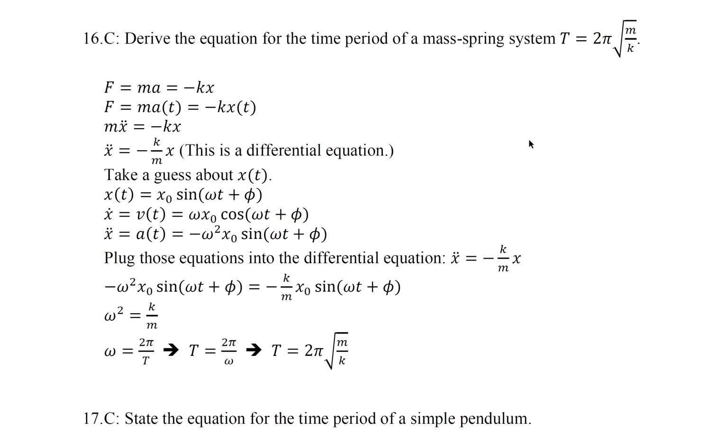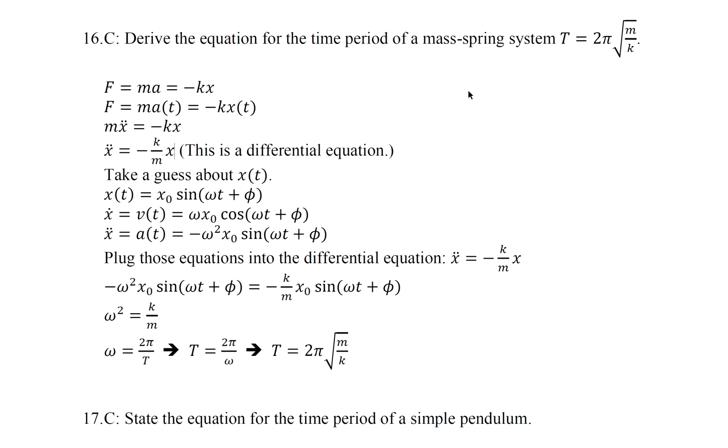Question 16. Derive the equation for the time period of a mass spring system. So, if you have a mass spring system, let's look here. F equals ma equals minus kx. We know that acceleration is a function of time. We know x displacement is a function of time. We could also write this down: m x double prime equals minus kx. The two dots on the top mean two derivatives, because two derivatives of displacement give us acceleration. So we have this equation.